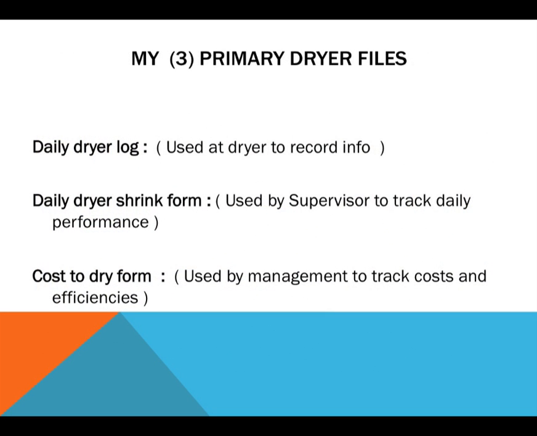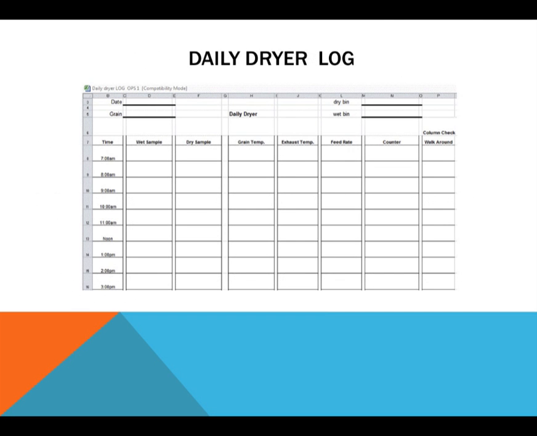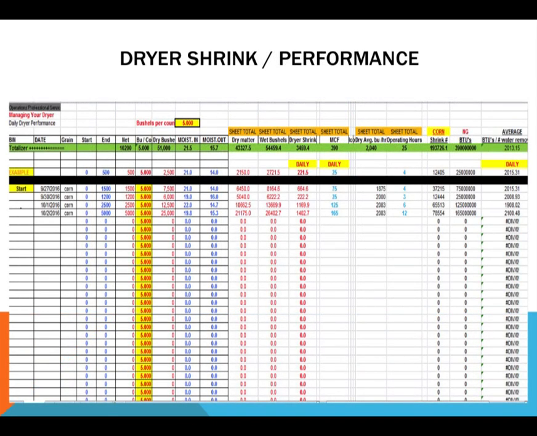But three primary dryer files: dryer daily log, dryer shrink, and the cost to dry. So here's just a simple log. You could use it for the dryer. The dryer operator can fill it out hourly, wet sample, dry sample, and so forth. That kind of information. This is just a simple Excel spreadsheet.